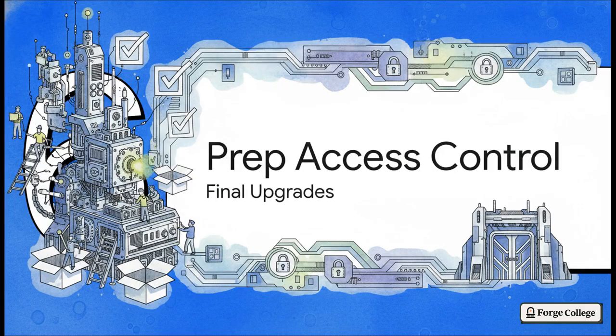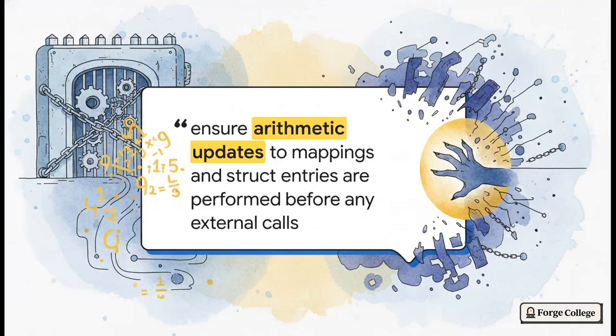And finally, Part 6, Preparing for Access Control. Let's talk about the final upgrades. So, with our QA boxes confidently ticked, our machine is technically sound. Let's step back for a second and look at the golden rule of this entire explainer. Treat state invariants as primary. Ensure arithmetic updates to mappings and struct entries are performed before any external calls, so on-chain state cannot be left inconsistent. This is the foundational philosophy behind everything we've just built.